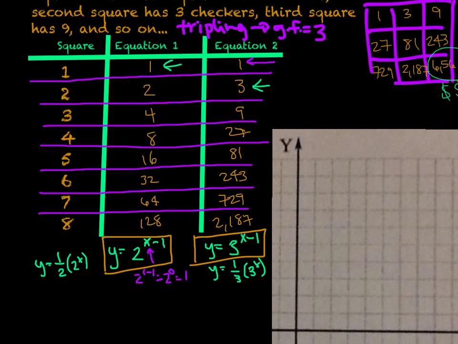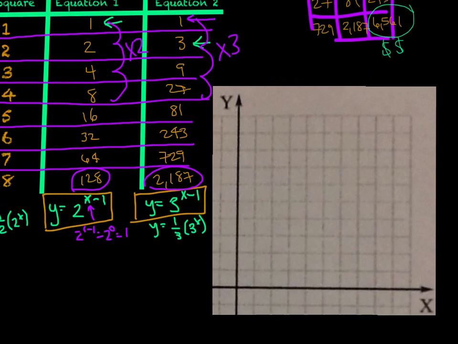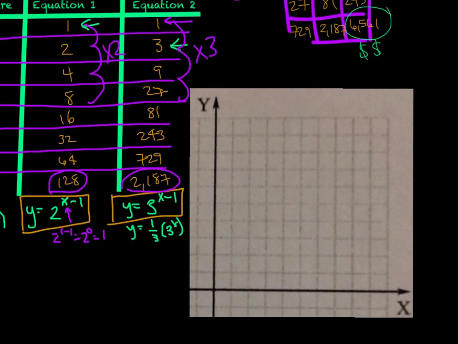So now, after we've compared these equations and after we've put them into a table, we can see how things double times 2 versus triple times 3. We can also see that the results are drastically different as we get into the higher numbers of squares. 128 is much different than 2,187. But we can also create a graph so we can see how much these two things are changing in comparison to one another.